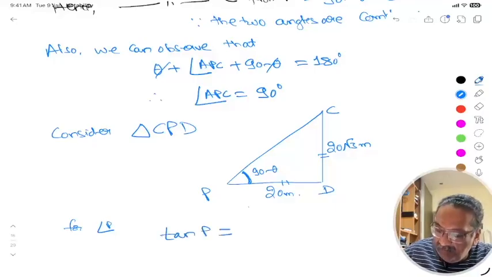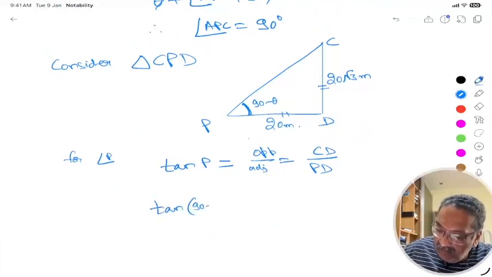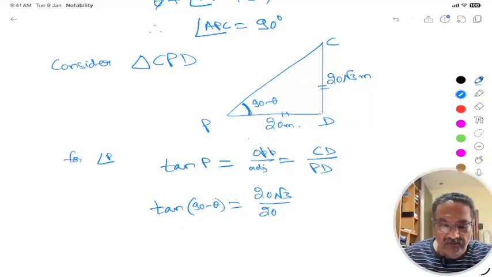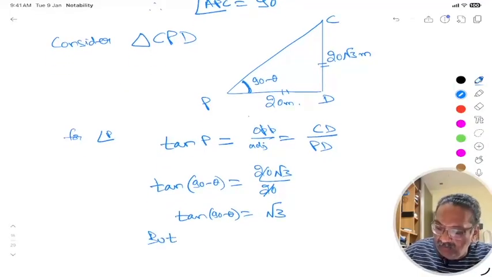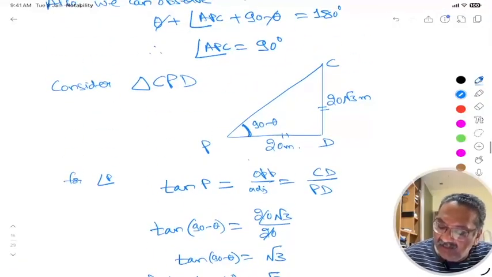So, tan of angle P is nothing but opposite by adjacent, which is equal to CD by PD. What is tan of P? That is tan of 90 minus theta is equal to CD, which is 20 root 3, by 20. Alright, so I have got tan of 90 minus theta is equal to root 3, as 20 cancels. But I also know that tan of 60 degrees is equal to root 3. Therefore we get 90 minus theta is equal to 60 degrees and theta is 30 degrees. So we found out that theta is 30 degrees.